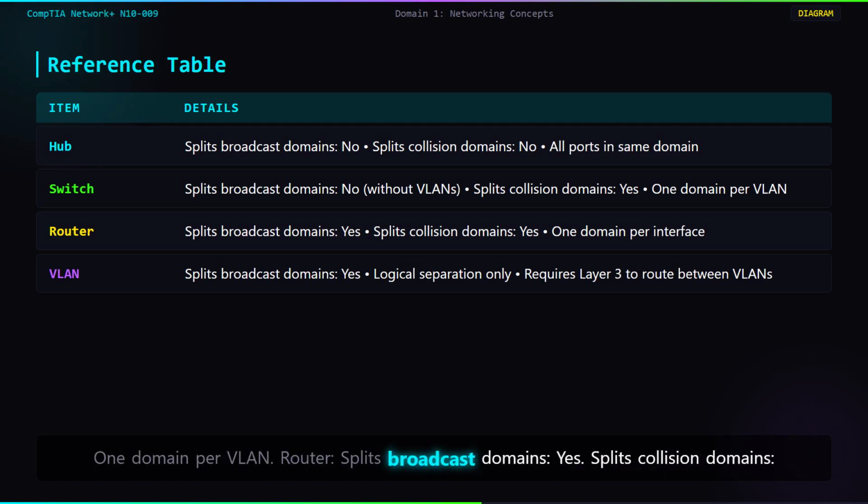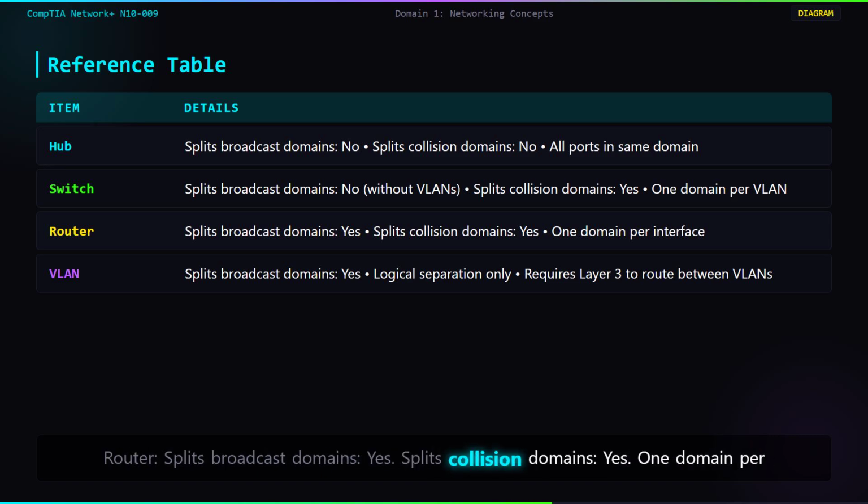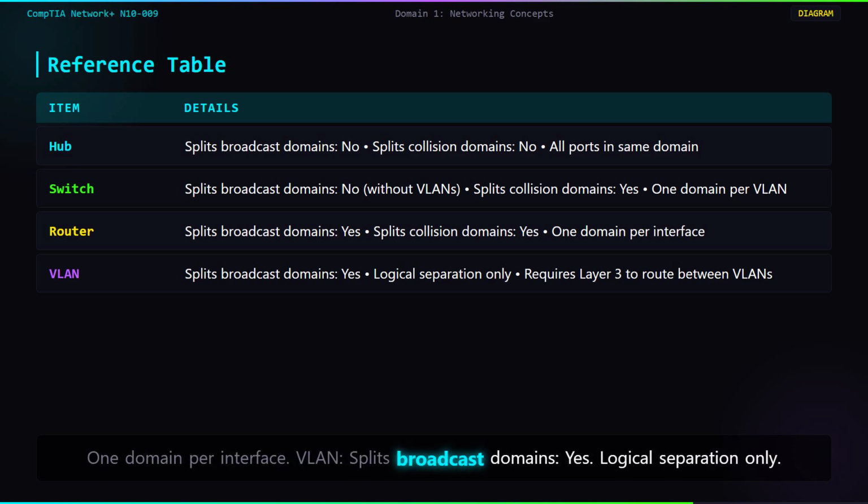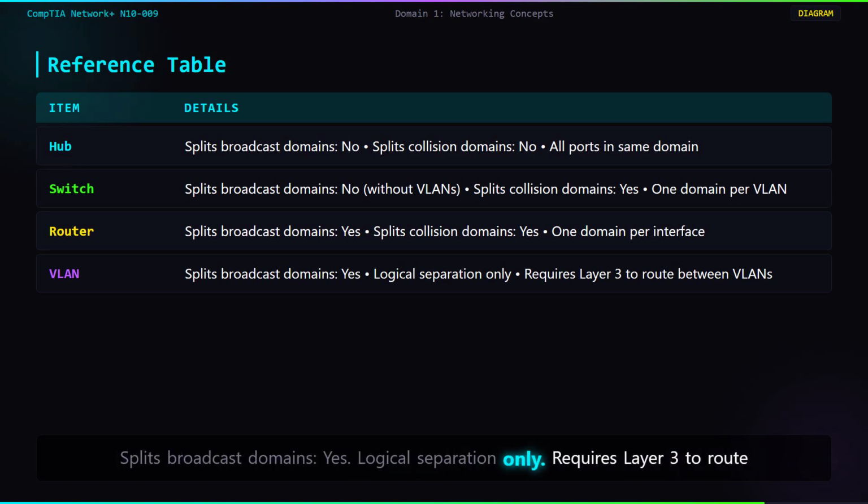Router: splits broadcast domains, yes. Splits collision domains, yes. One domain per interface. VLAN: splits broadcast domains, yes. Logical separation only, requires layer 3 to route between VLANs.